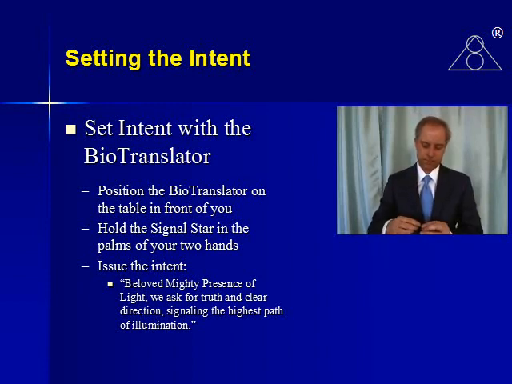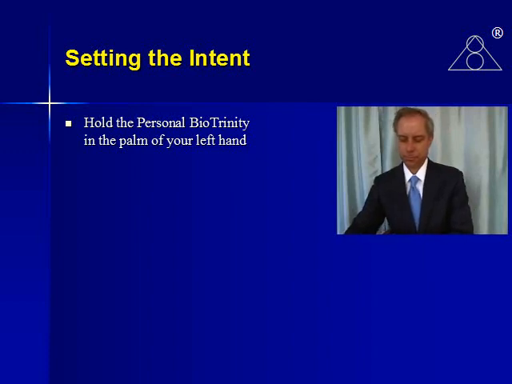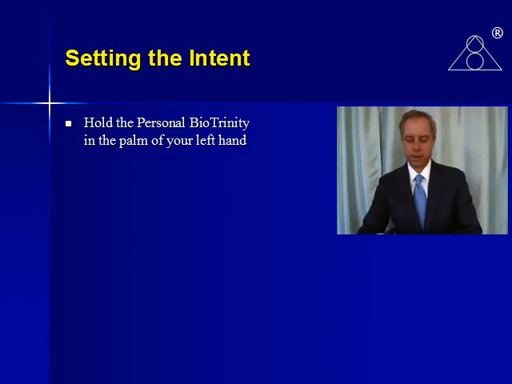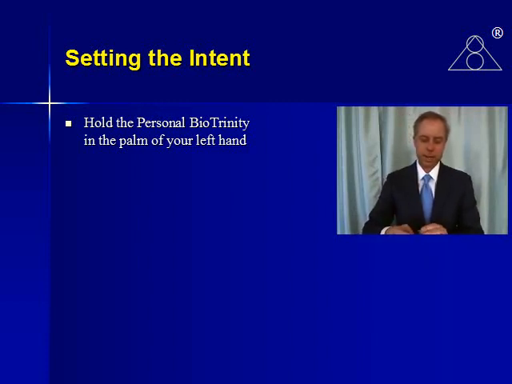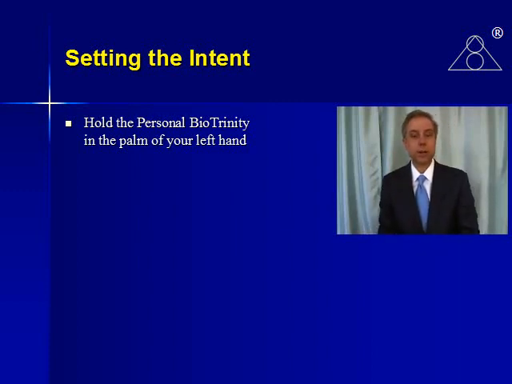Once you've done that, then go ahead and take your personal bio-trinity. Set aside the bio-translator, take your personal bio-trinity, and you are going to hold it in the palm of your left hand. Now, if you happen to be left-handed and you want to use the signal star in your left hand, that's fine. Go ahead and hold the personal bio-trinity in the palm of your right hand. But take your personal bio-trinity, hold it in the palm of one of your two hands.